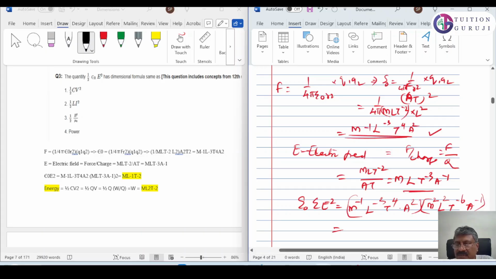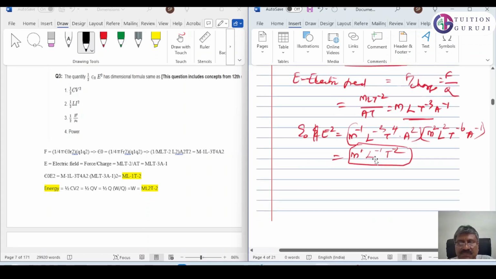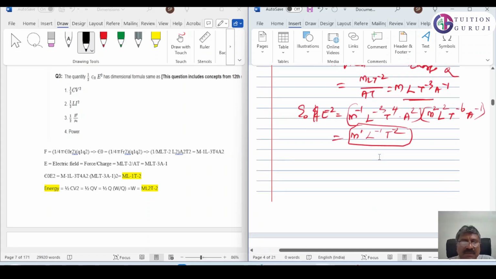We will get M raised to minus 1, then with M square we get M raised to 1, L raised to minus 3 and with L square we get L raised to minus 1, then T raised to 4 and T raised to minus 6 gives T raised to minus 2. So the product epsilon 0 E square is equal to M L raised to minus 1 T raised to minus 2. Now let us see which one will give the same result.